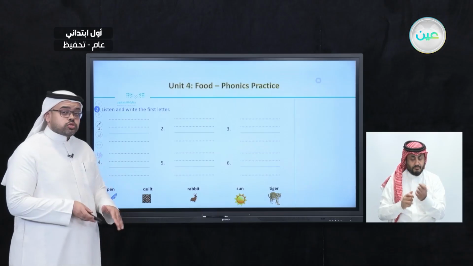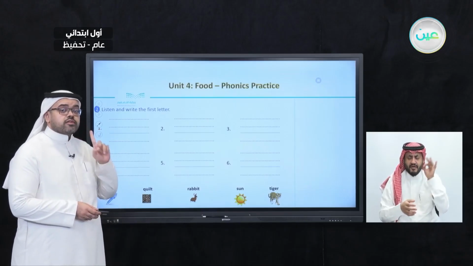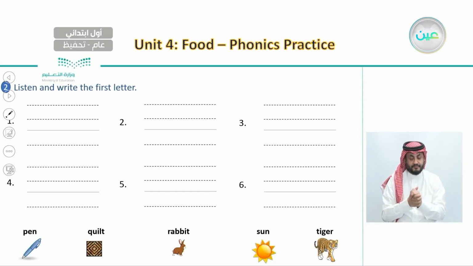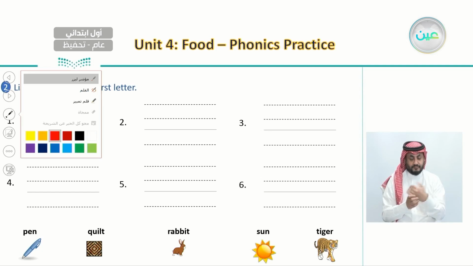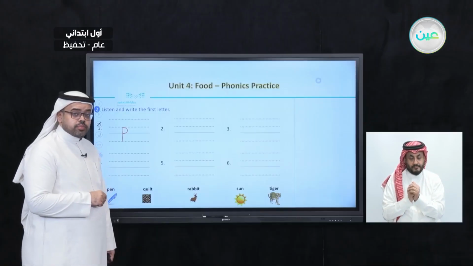So what we're going to do now is that we're going to listen to the word and we're going to write the first letter we hear from each of these words. So let's start with the first one. The first word is pen. Pen. And the first letter of the word pen is letter P. Letter P. So here we go, and we write down letter P.